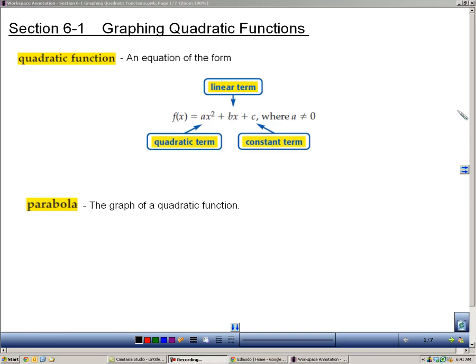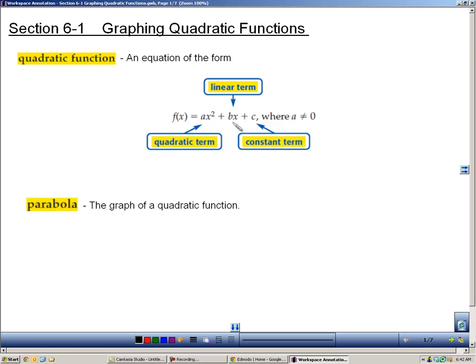Section 6.1 is about graphing quadratic functions. A quadratic function is an equation that has this form. It has a squared term, we call that the quadratic term. It has a term with an exponent of 1, that's called the linear term. And then it has a number at the end, that's called a constant term.